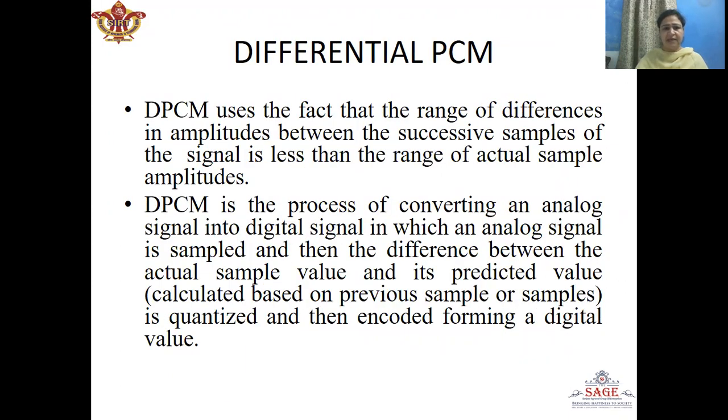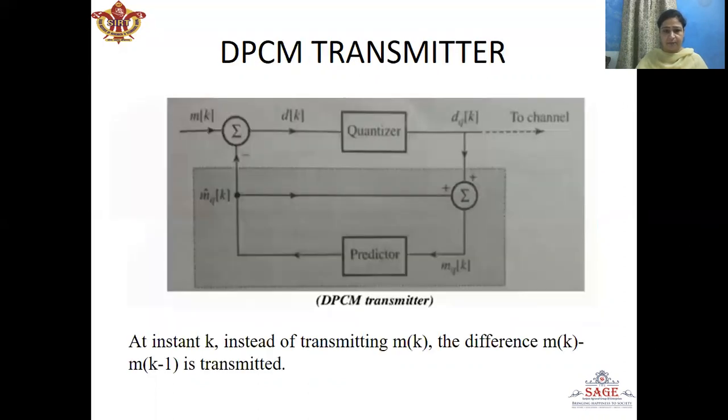Thus, we can say DPCM is the process of converting an analog signal into a digital signal in which an analog signal is sampled, and then the difference between the actual sample value and the predicted value, which is calculated based on previous samples, is quantized and then encoded, forming a digital value.